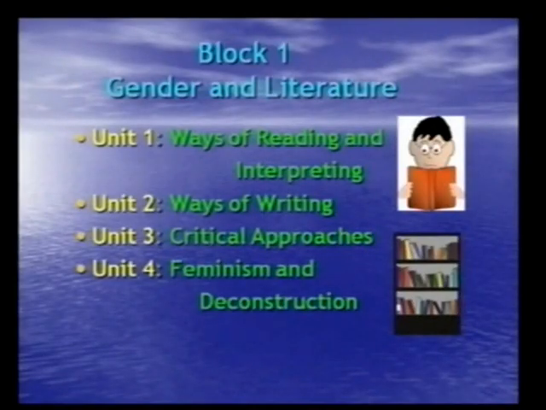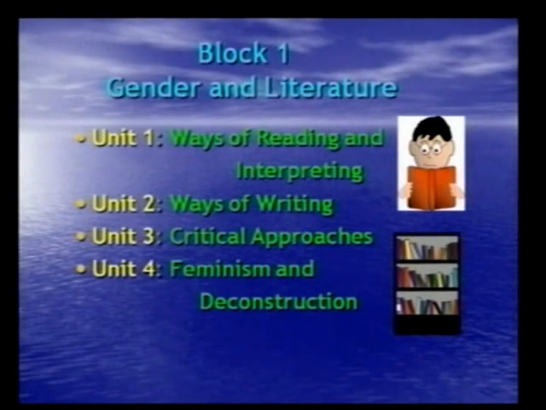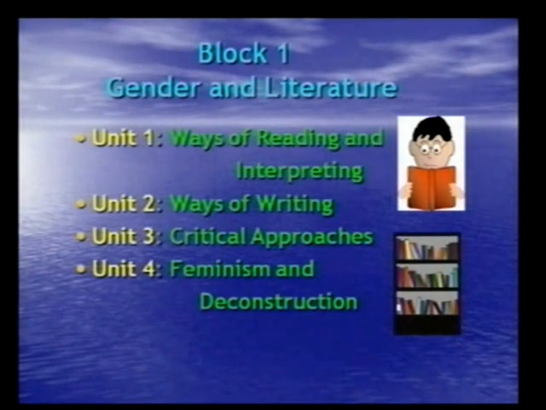Professor Anu Aneja, let's look at the very first block of this course, which is gender and literature. Gender and literature has 4 units. Unit 1 is ways of reading and interpreting. Unit 2 is ways of writing. Unit 3 is on critical approaches, and Unit 4 is on feminism and deconstruction. So what is this block about, and what can you expect to learn from it? In this block, mainly we will be looking at the interconnections between gender and literature: different ways of writing and reading, different ways of interpreting, but all from a gender perspective.